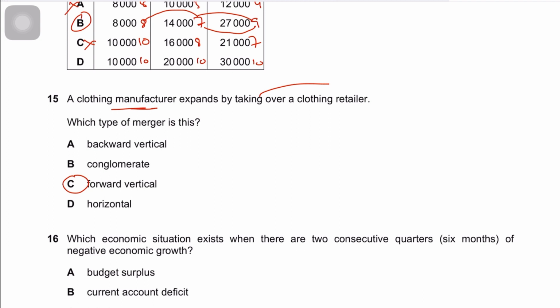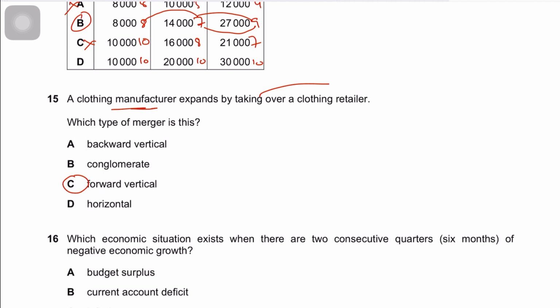By the way, let's see what horizontal integration is. Horizontal integration is when there's a merger or a takeover between two firms who are in the same industry and operating at the same stage of production. Let's say two newspaper companies are merging with each other. Vertical integration occurs when two firms are at different stages of production. Obviously, they are in the same industry, but at different stages of production. Let's say a newspaper company is merging with the firm that produces paper.